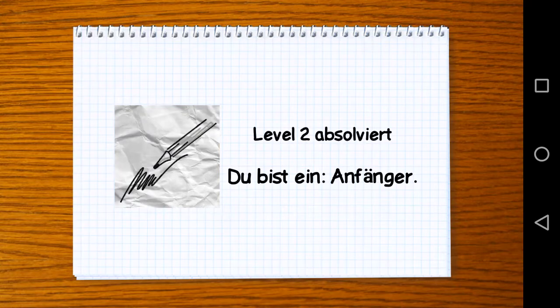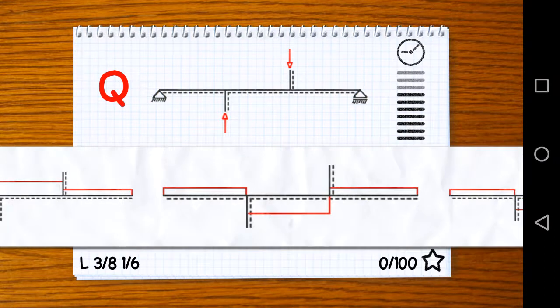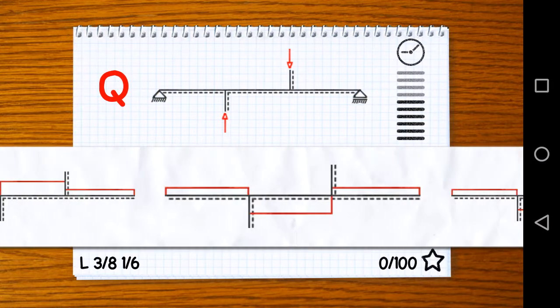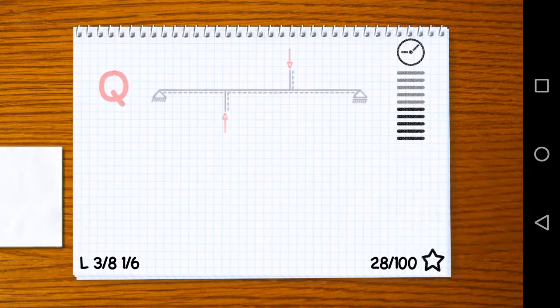Now we need to do level 3 actually. So here again, looking at the beam from the right to the left, we're going to have a jump upward, then downward because of that load, and then upward again. This left one is wrong. This one here is wrong. So it's the middle answer. That's right.